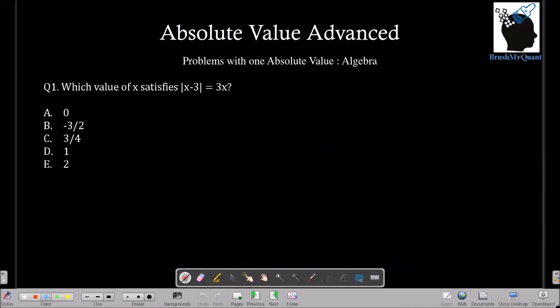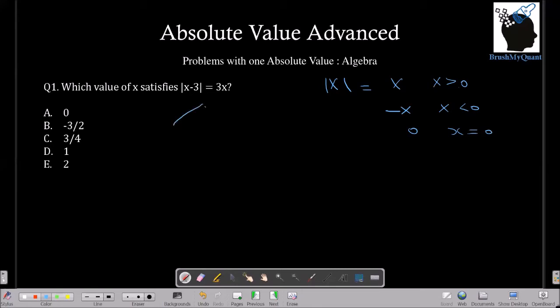So in this problem, we are going to use algebra to solve this. So the problem given to us is mod of x minus 3 is equal to 3x. And we are going to use a theory in this. And the theory is mod of x will be equal to x if x is greater than 0, will be equal to minus x if x is less than 0, and will be equal to 0 if x itself is 0.